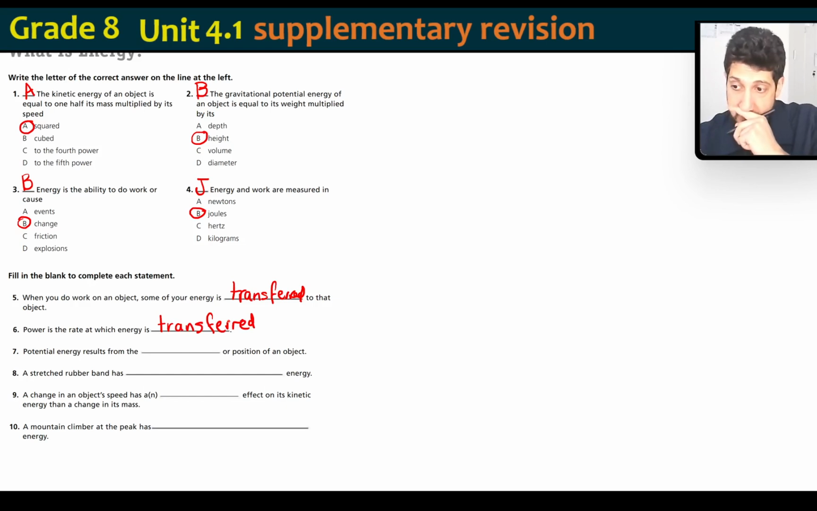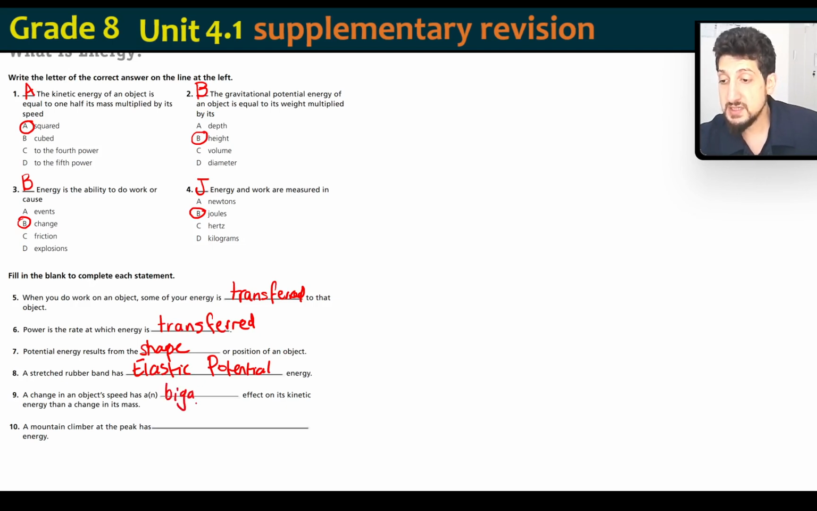Potential energy results from what? From the shape or position of an object. Shape. A stretched rubber band has elastic potential energy. A change in the object's speed has a what effect on its kinetic energy than a change in its mass? It has a bigger effect.